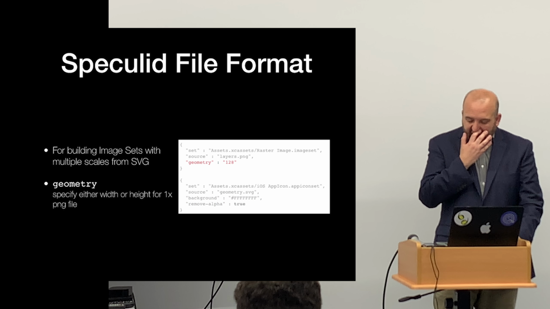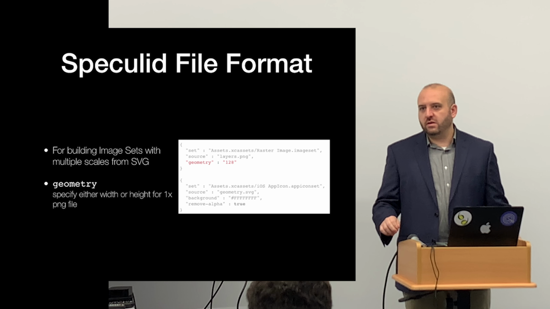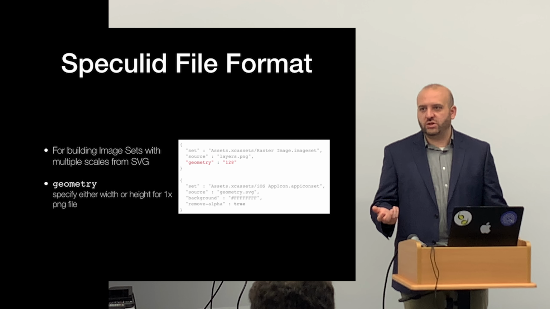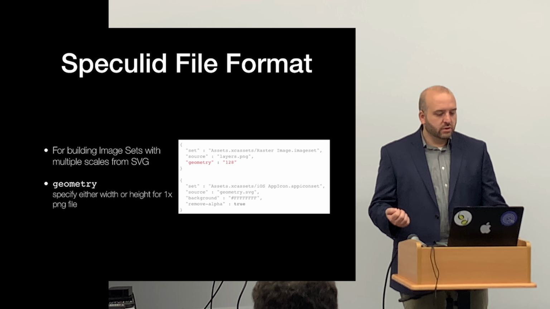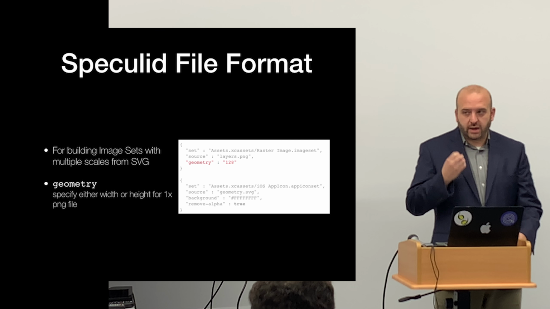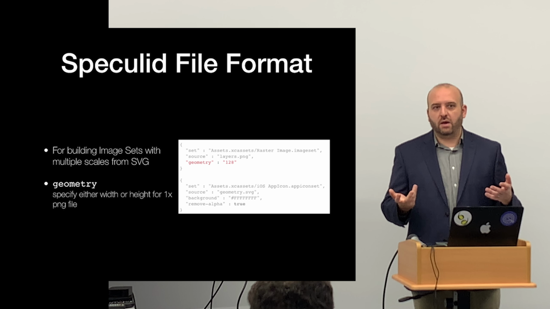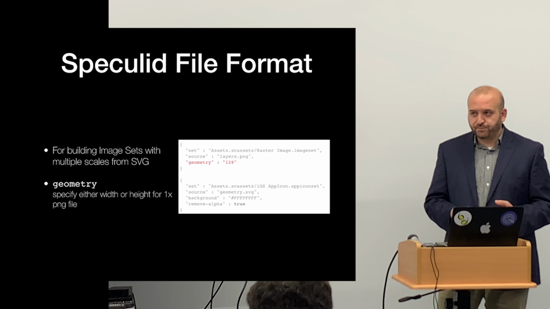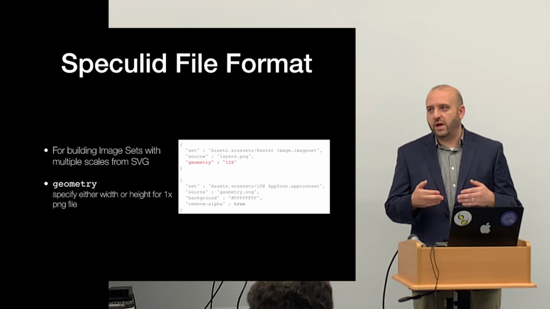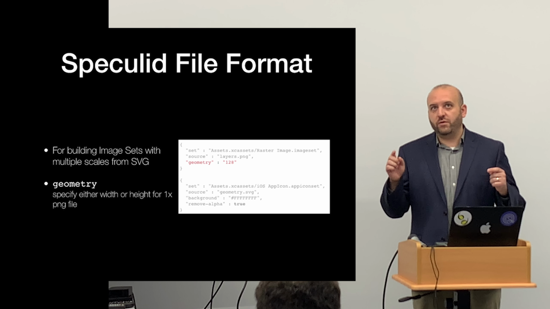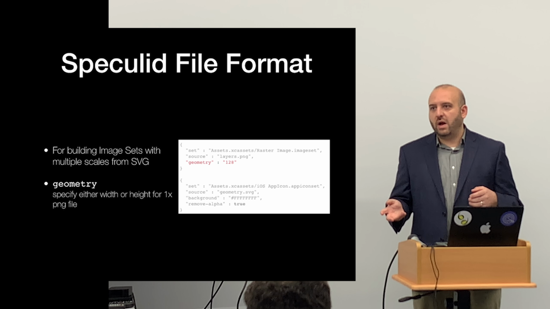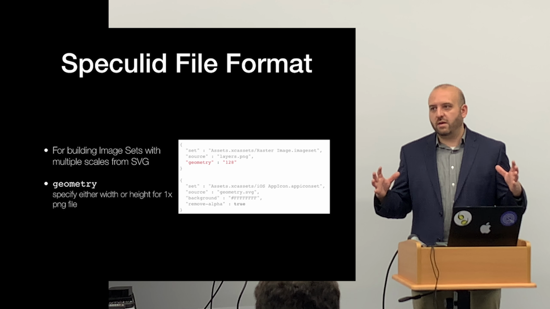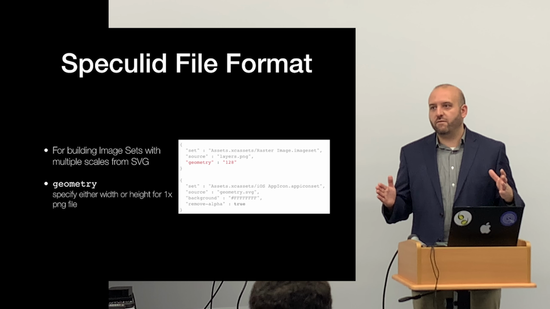One of the reasons that Apple doesn't use SVG files in their image sets and their app icons is because SVG files don't have an inherent size. So when you export from SVG to an image set, you need to say what the 1x size is. And so I have a property here called geometry, which tells it either the width or the height. If you want to do width, you just put the number in. If you do height, you do x and then the number. And what that does is it'll then scale the image properly for that height for the 1x image.